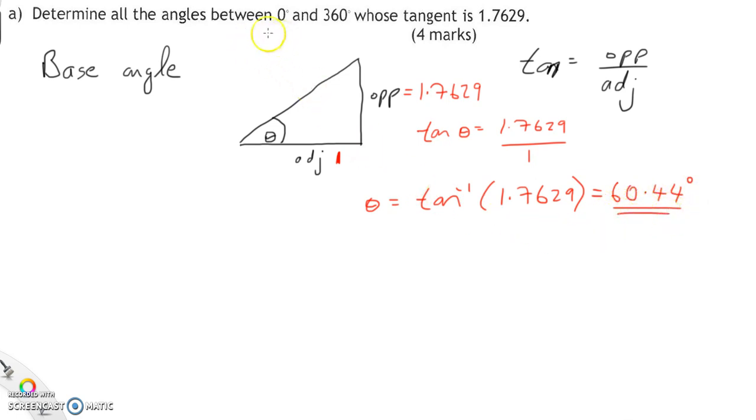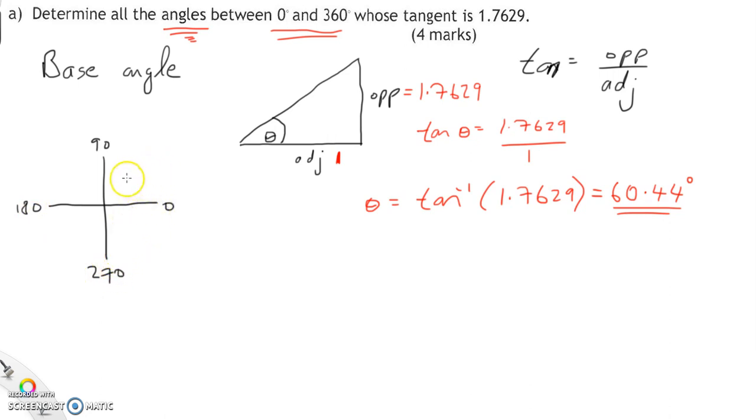Right, and coming back to the question, it says determine all the angles, so that suggests there's going to be more than one answer between 0 and 360. And here's another handy wee tool. This is 0 degrees here, this is 90, this is 180, and another 90 onto that gives us 270, and then back around to 360.